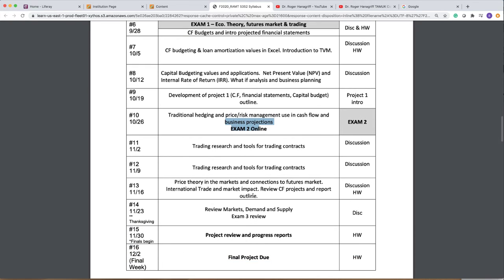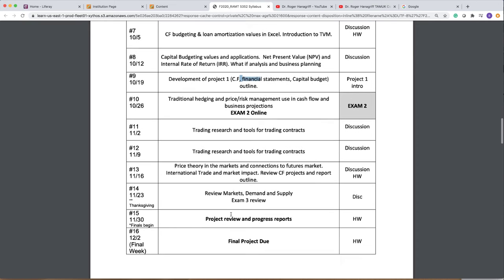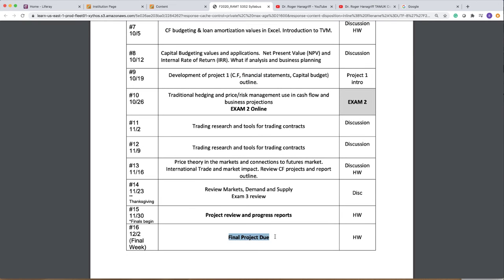After that, we'll move more into some trading tools for the futures market. And then we'll go through some other parts about supply and demand and international trade, price theory. We will continue to work our way through the cash flow budgets. And then really all of your work in the cash flow budgeting, the time value of money, capital budgeting, I should say, financial statements, all of that is going to be tied into you to develop a final project.